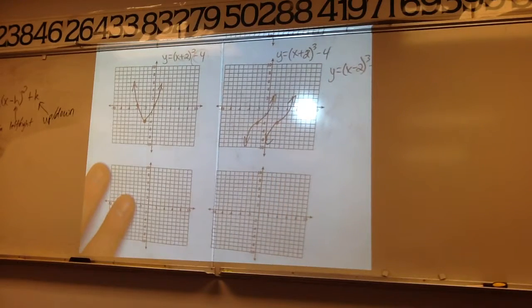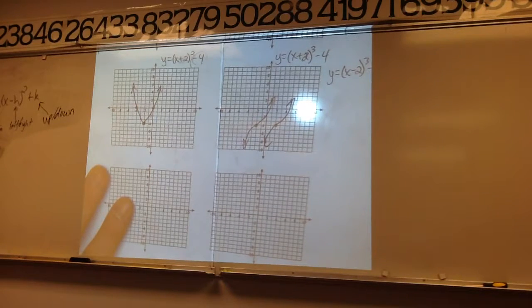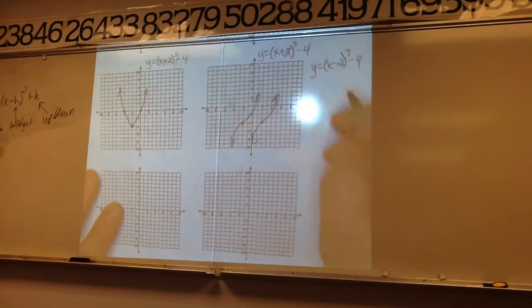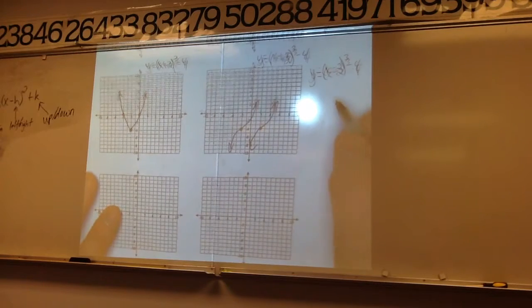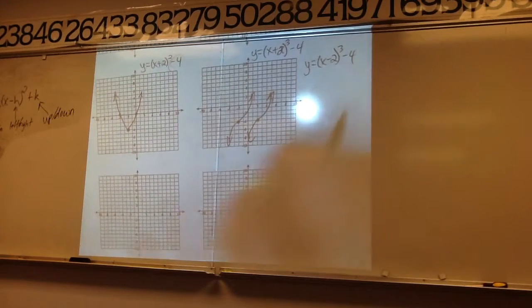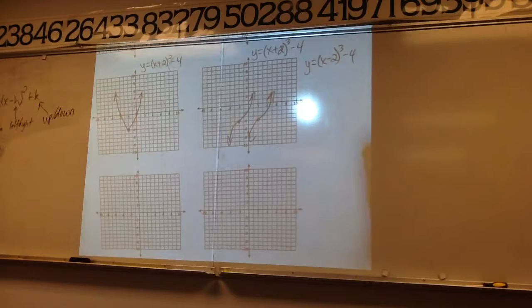So how do you memorize whether it's right or left? Okay, I get it. Negative is right and positive is the left. We're good. The inside is weird. It's opposite of what you would think. The explanation is difficult.